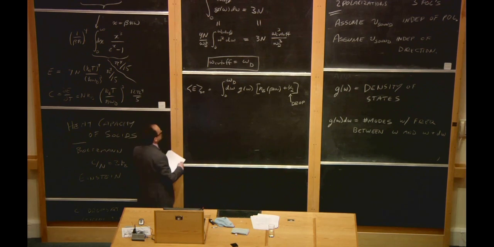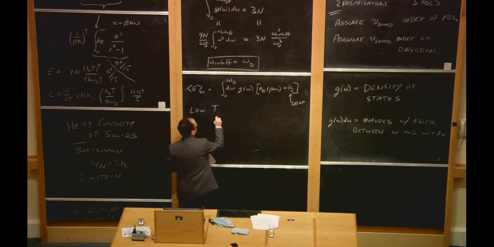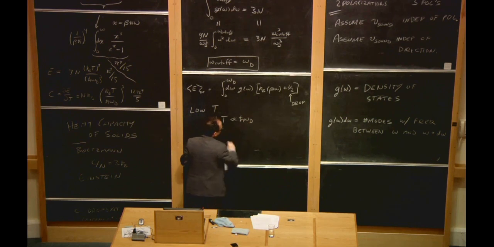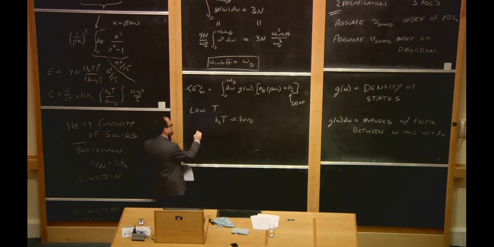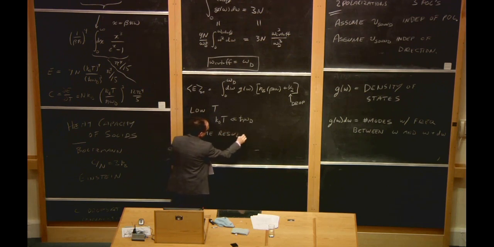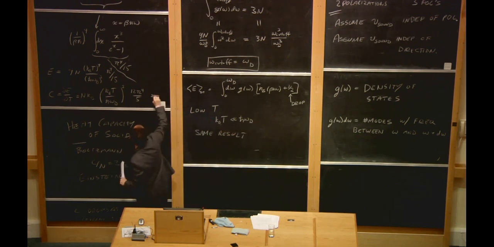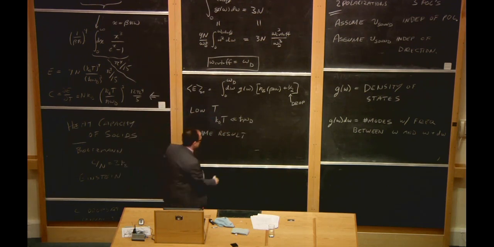But it's useful to look at various limits. So the first limit is the low temperature limit, and by that, I mean k_B T much less than ħ ω_Debye. In this limit, we get the same result as we had before. This result here, exactly this. Nothing changes. Why is that?